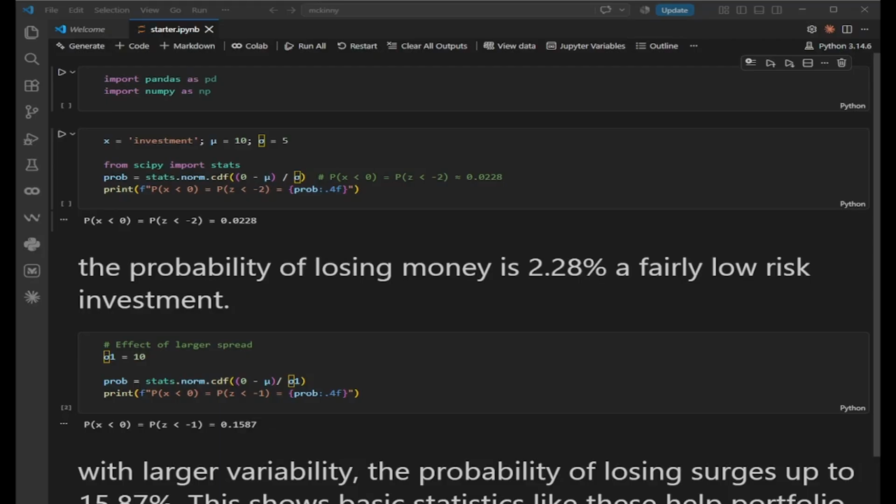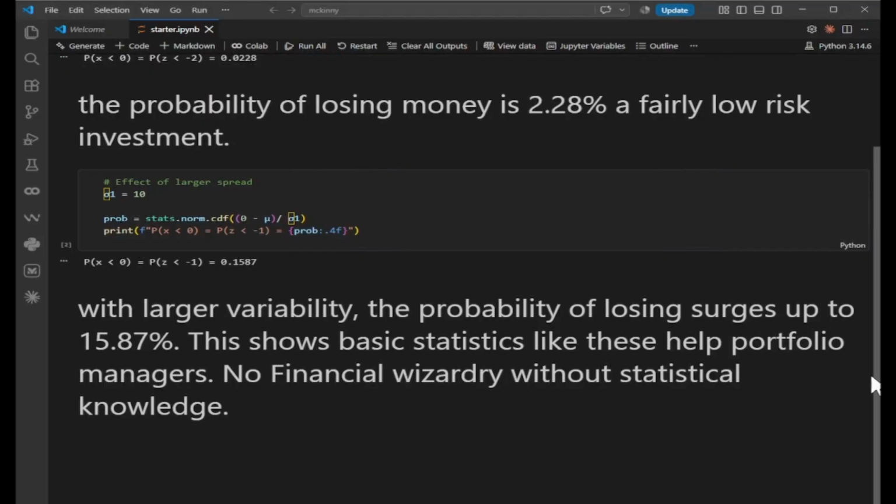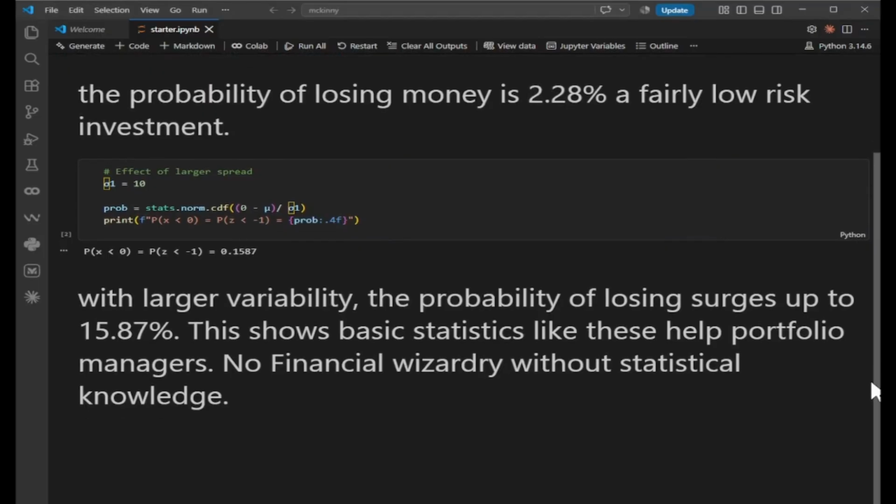Convert x into z, and there you will get minus 2, because 10 divided by 5 is 2, and it is a minus 2. The output is: the probability of z less than minus 2 is 0.0228. So the probability of losing money is 2.28%, a fairly low risk investment.